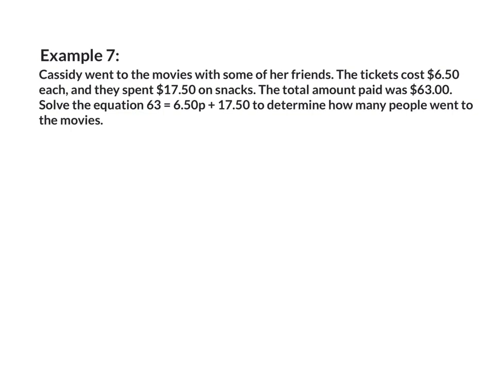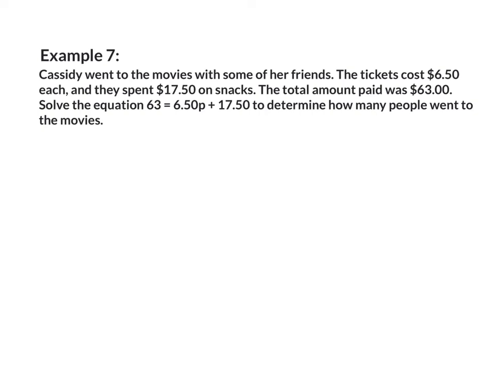Example 7. Cassidy went to the movies with some of her friends. The tickets cost $6.50 each, and they spent $17.50 on snacks. The total amount paid was $63. Solve the equation 63 equals 6.50p plus 17.50 to determine how many people went to the movies.